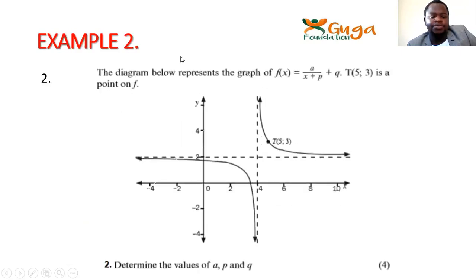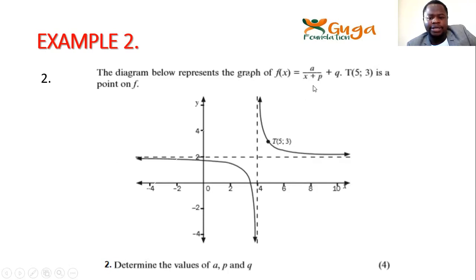Let's do example number 2. The diagram below represents the graph of f(x) equals a over (x plus p) plus q. Point T (5, 3) is a point on f. This is the point T here. Okay, now what is your q here? Your q here will be the horizontal asymptote, which is 2. So your q here is 2.